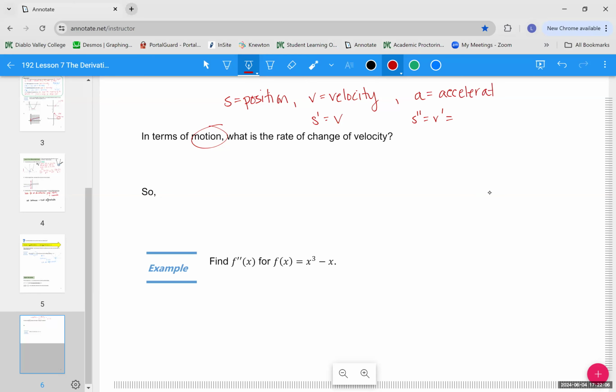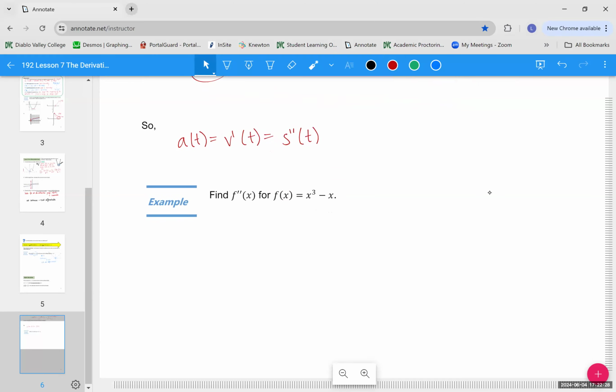Acceleration. Right. So in terms of motion, the rate of change of velocity is acceleration. And I'm just going to write it in this form here. I know I wrote it up there the same way, but okay.